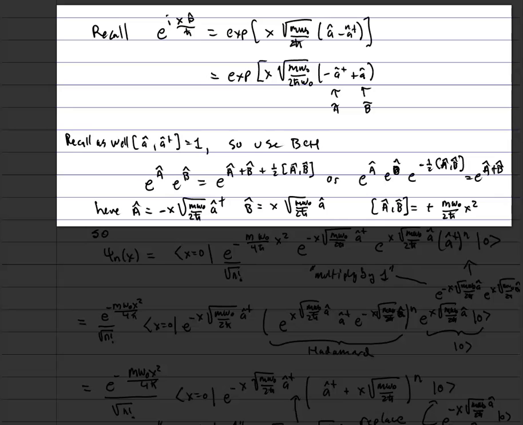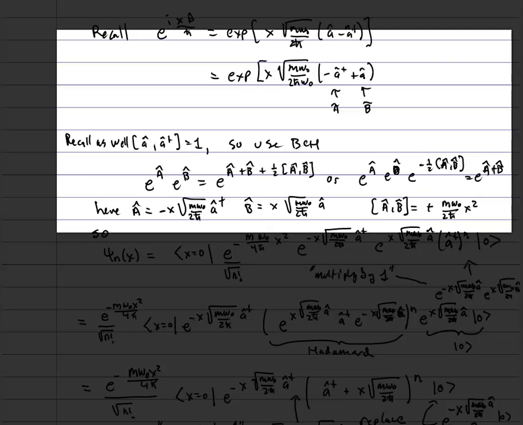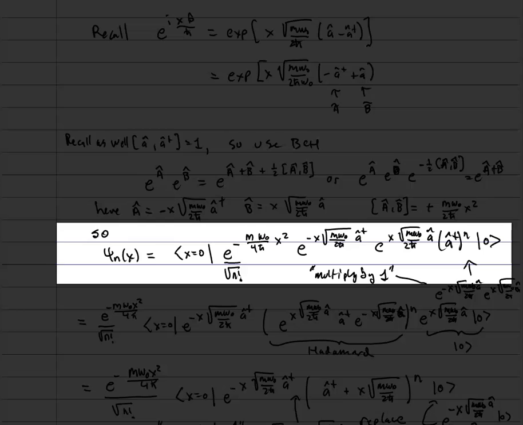Now here we have A operators minus x square root of m omega 0 over 2h bar A dagger. B is x square root of m omega 0 over 2h bar A. Commutator of A with B will be plus m omega 0 over 2h bar x squared. And when we bring that out, I have to multiply it by a minus 1/2. So I'm going to get psi n of x is x equals 0, e to the minus m omega 0 over 4h bar x squared, over square root of n factorial, e to the minus x square root of m omega 0 over 2h bar a hat dagger, e to the x square root of m omega 0 over 2h bar a hat, multiplied, of course, by the a dagger to the n times the ground state ket 0.